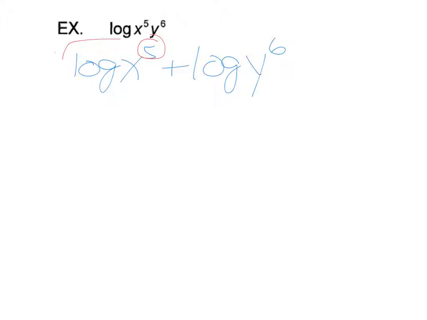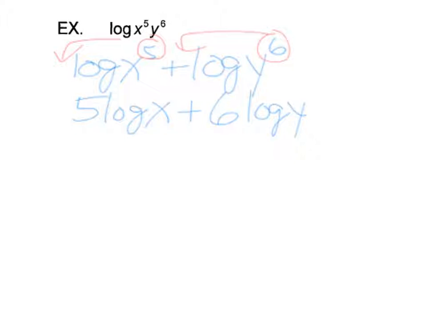We have multiplication, that expands into addition. Log of x to the 5th plus log of y to the 6th. Then also we have exponents. And the third property says that exponents can move to the front. So our final expansion would be 5 log x plus 6 log y.